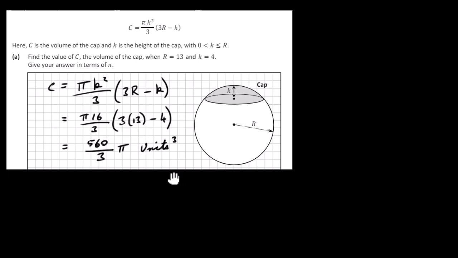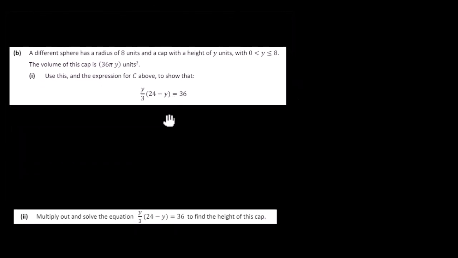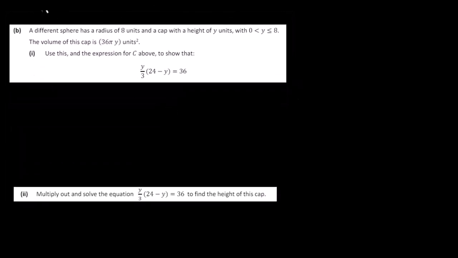Okay, that's part A. So part B here is: a different sphere has radius 8 units with a cap of height y units. y is between 0 and 8. The volume of this cap is 36 pi y units cubed. Use this in the expression for c above to show that y over 3 times (24 minus y) is equal to 36. Okay, so let's just write down what we were given up above first of all.